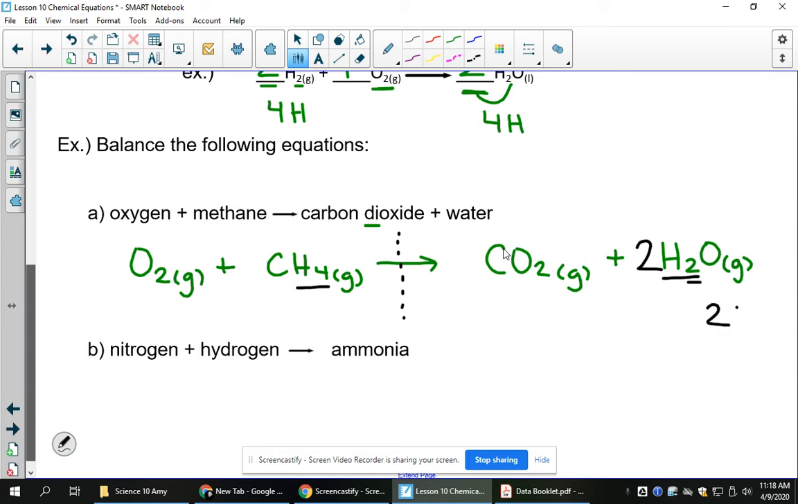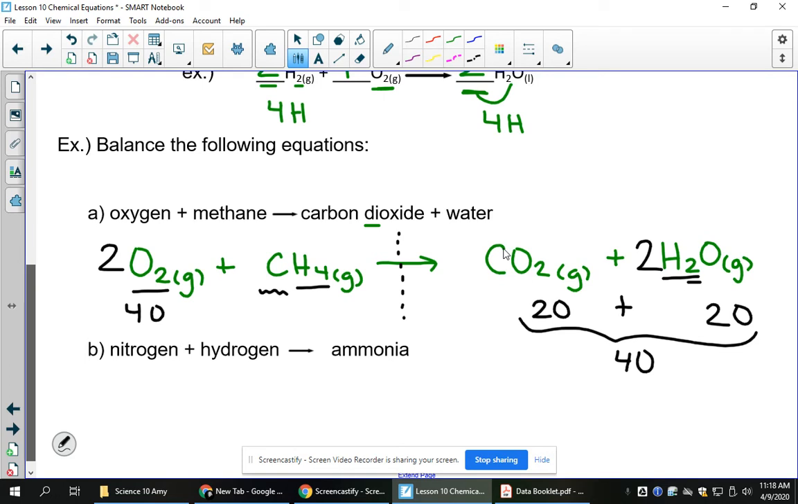Now I have 2 oxygen, but I also have 2 oxygen over here. So this whole side has 4 oxygens all together. On the left side, I'm going to put a 2 so that 2 times 2 makes 4 oxygens on the reactant side. Now there's one element I haven't checked. Carbon. Does carbon balance? 1 and 1, yes. So you can put coefficients of 1 just to show that you're completely done the question.